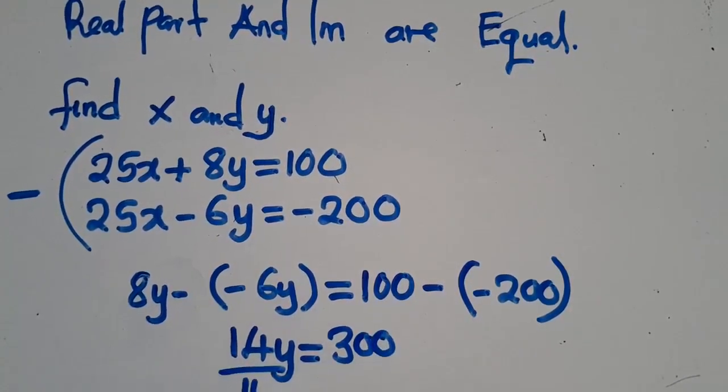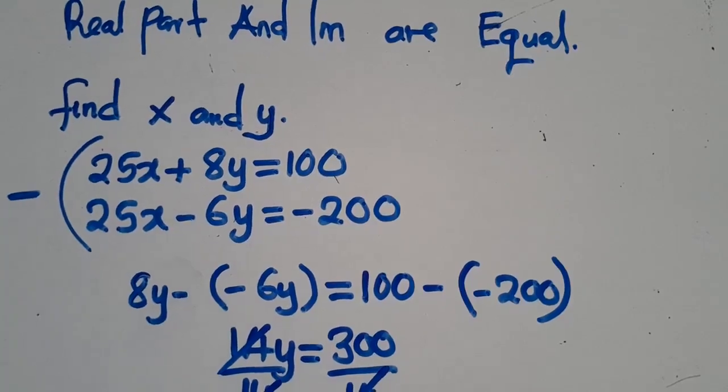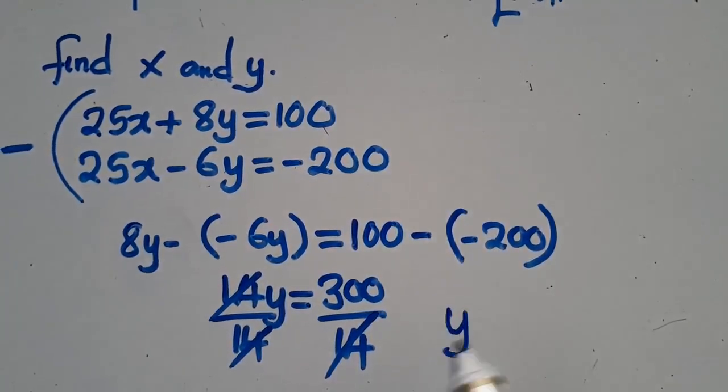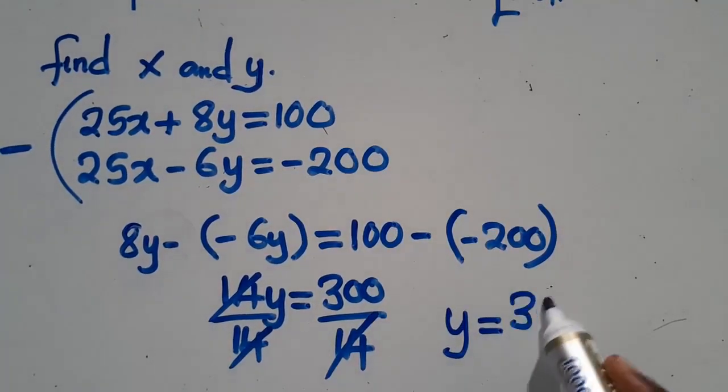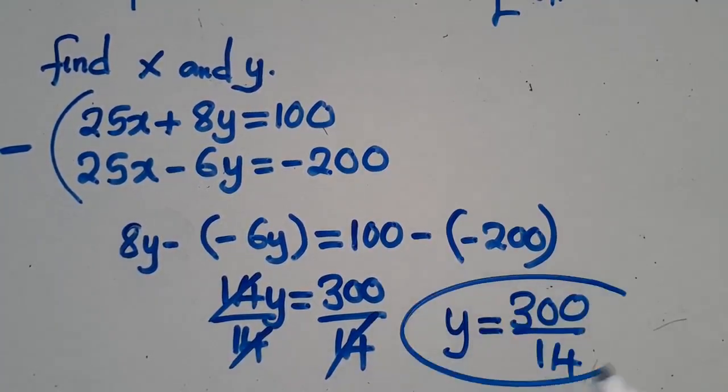You divide both sides by 14. So this cancels this into that. You just leave it like that, no need of struggling. So you now conclude and say y is equal to 300 over 14. This is your answer, this is the answer that we found. This is the value of y.